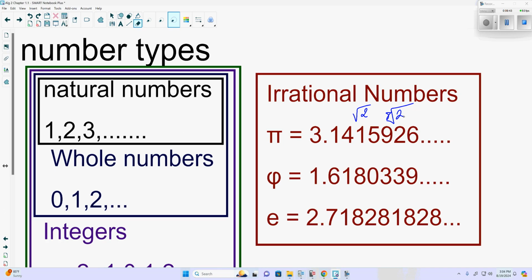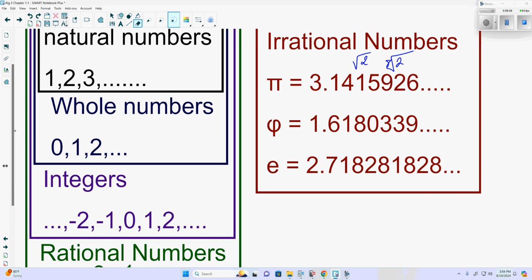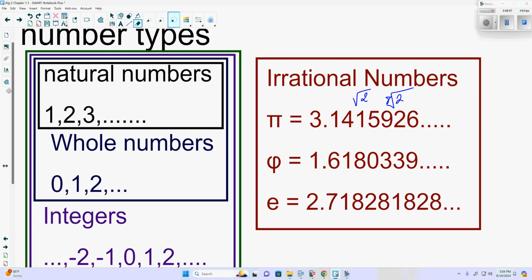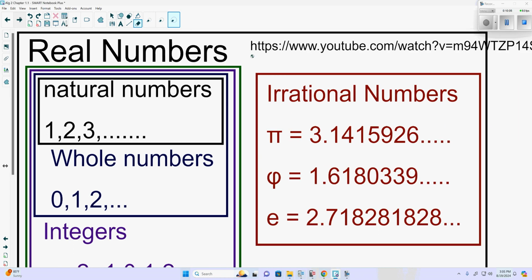So we good with all these number types so far? Now, natural numbers are whole numbers. All whole numbers are integers. All integers are rational numbers. Rational numbers are not irrational numbers, and irrational numbers are not rational. They're not together. That's why they have their own separate box. But all of these numbers are considered to be real numbers.